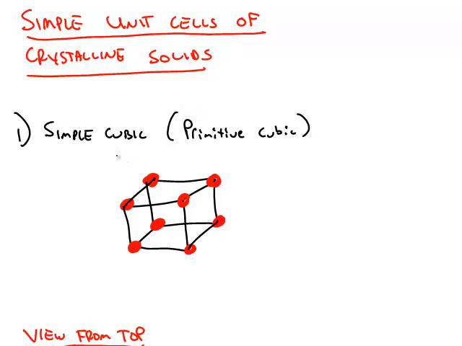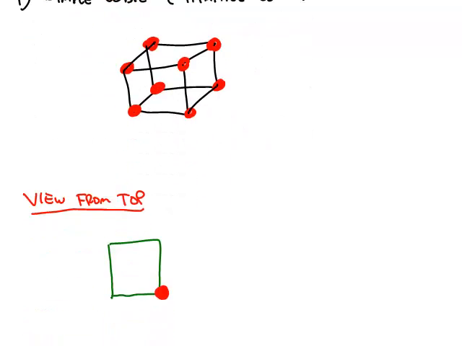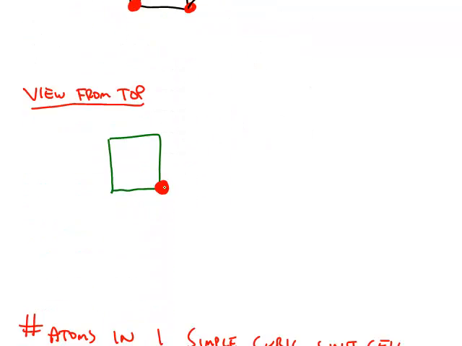The first one is called simple or primitive cubic, which has 8 atoms on each of the 8 corners of a cube. And if you look at this from the top, this atom that's part of the unit cell is not in one unit cell only, because from the top there would be another unit cell next to it on the right and below it on the left and on the right. So this one red atom is actually in 8 different unit cells.